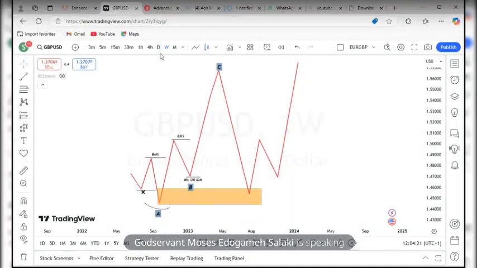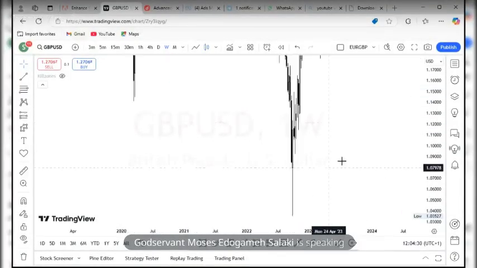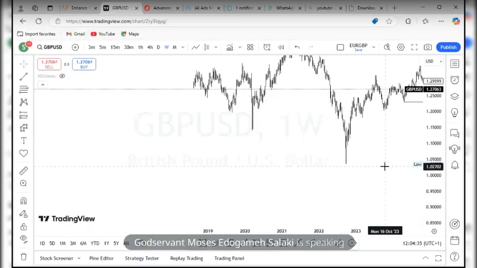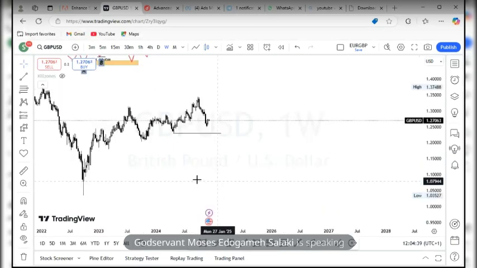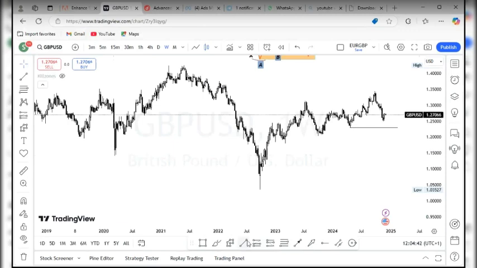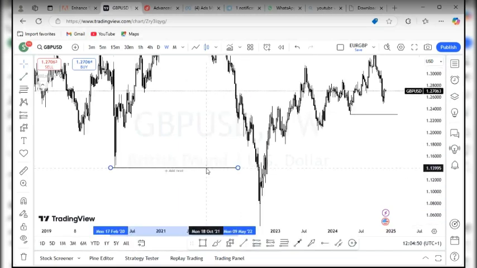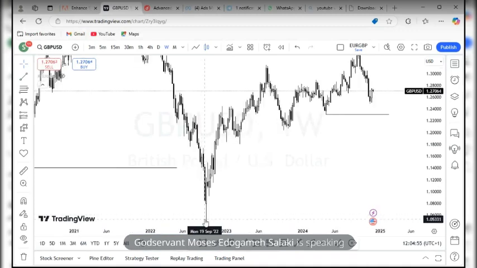All right, so let's look at GU and see how it has been playing. Let's start from weekly. This is weekly. Look at how weekly took out this zone, took out all of this. Weekly took out that structural low that was there. And you can see what price began to do. Price began to go bullish.